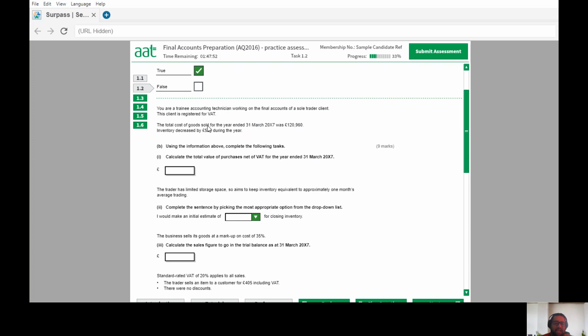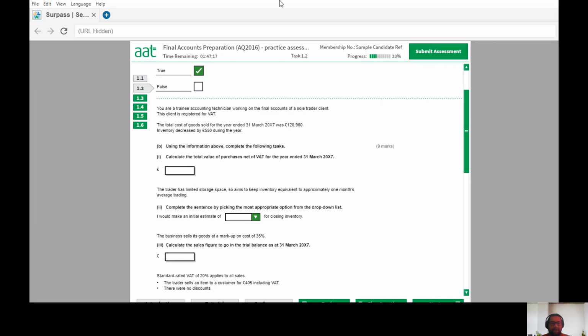Here they're asking you to calculate the total value of purchases, net of VAT, for the year ended. The cost of goods sold is also net of VAT, because VAT is not a part of your cost of sales calculations, since VAT is value added. So how am I going to find that out? They have given you the cost of goods sold as 120,960. So what does the equation look like?